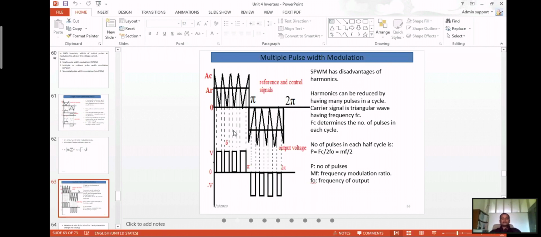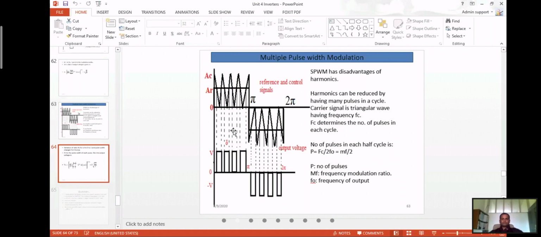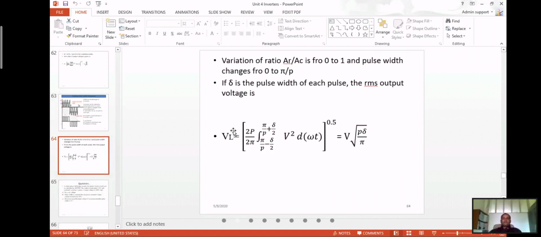The number of pulses in each half cycle is equal to mf by 2. So P is the number of pulses. We can find out the frequency modulation ratio from this, and f naught is the frequency of the output signal. The ratio of the reference signal to the carrier signal can vary from 0 to 1, and the pulse width will change from 0 to pi by P. So it's similar to that of single pulse width. Also we can find out the RMS output voltage VL equals V root of P delta by pi.